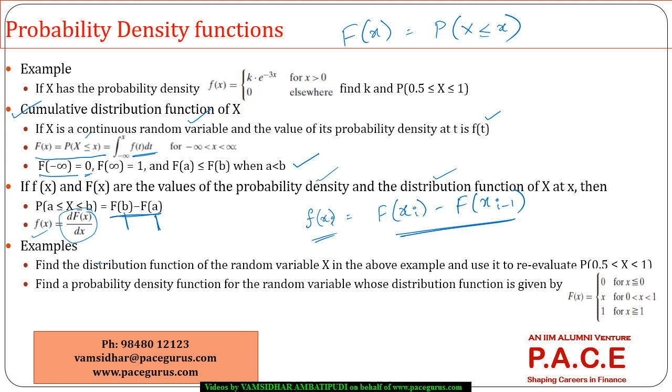Let's take a couple of examples to get a slight amount of hold in terms of working with the density functions and the distribution functions.